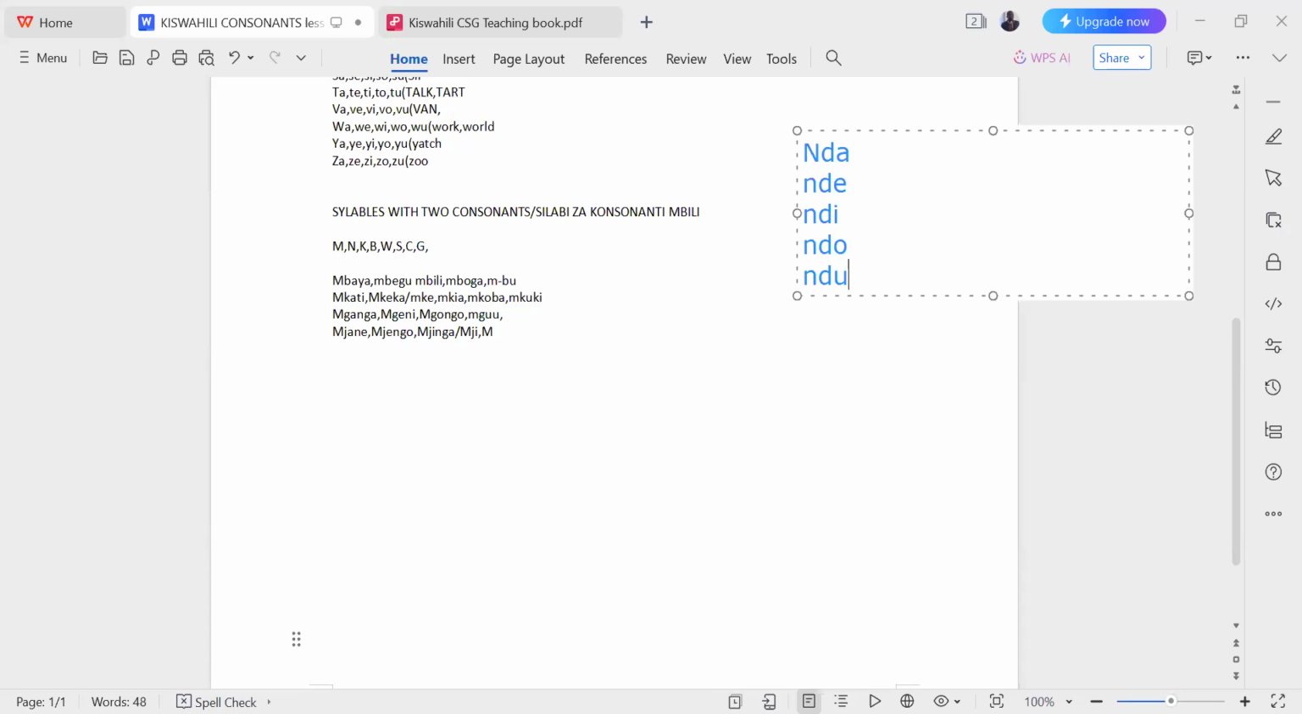Yes. So this is how we start this syllabus. But let's now have some words with it. For example, in the nda, we'll say ndani, which means inside. In the nde, we'll say ndege, which means a plane. Plane, for example, this is a chopper. Or it can also mean bird. A bird is ndege.